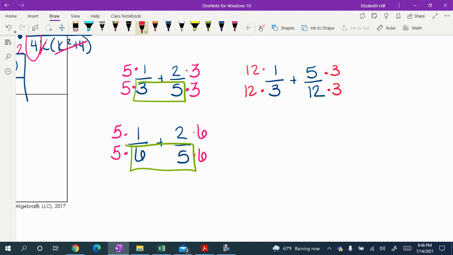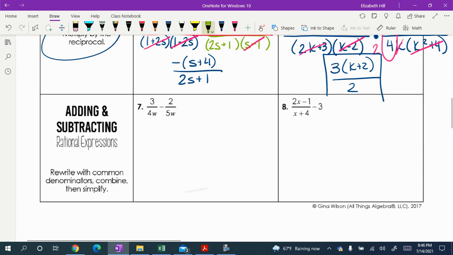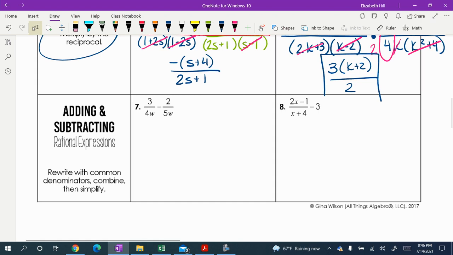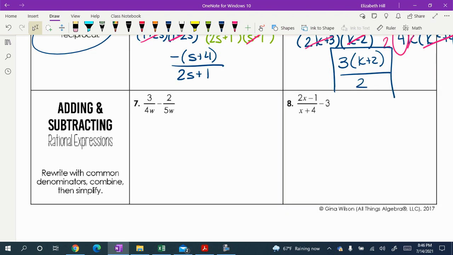And really what you're looking at doing is just taking the values that are in your denominator and using those as your factors. I want you to keep that in mind as we start looking at using this with rational expressions.